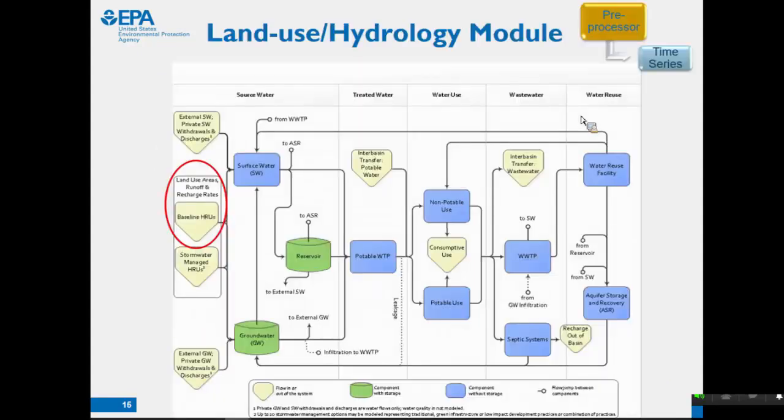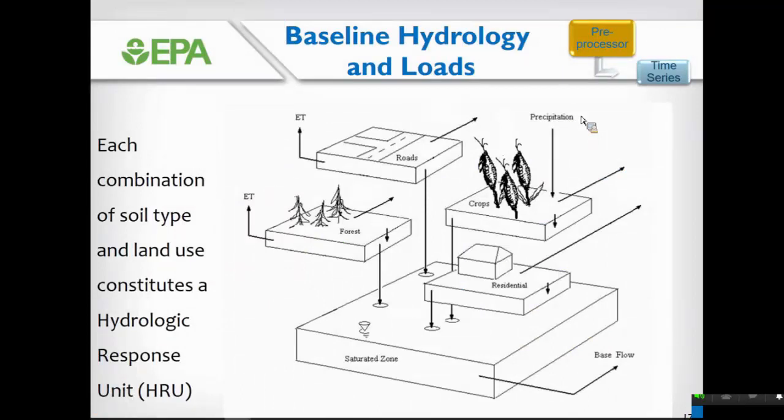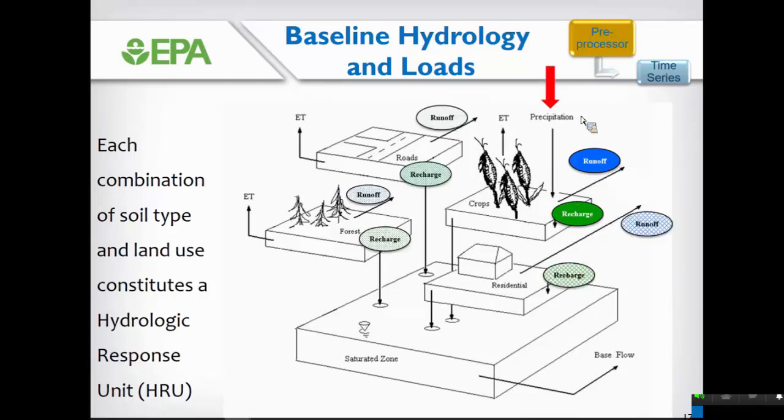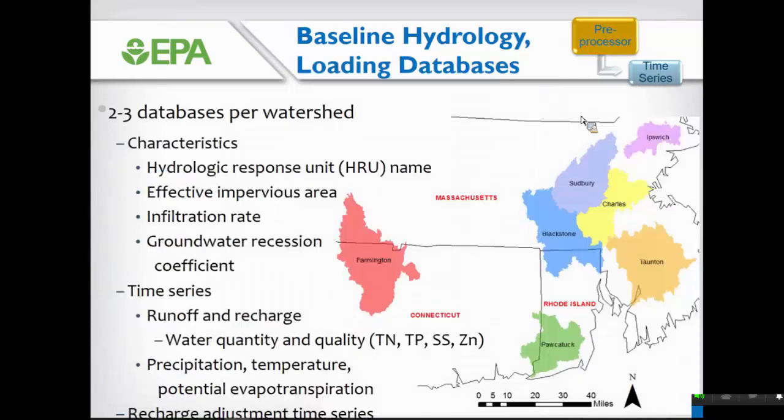So we'll start out looking at the land use and hydrology module. So we're over at the left-hand side of the diagram that we started with. And basically, an HRU, again, is a unique combination of soil type and land use. So each of these, when the precipitation comes in, it's split between the runoff and recharge time series. So it would be a series for each of these unique combinations of land use and soil type. The input databases for baseline conditions, there are 2 to 3 data sets for watershed, including the watershed characteristics file, which includes the descriptions of the hydrologic response units with associated effective impervious areas, infiltration rates, and groundwater recession coefficients. For each HRU, you have a time series of runoff and recharge for both water quantity and water quality.